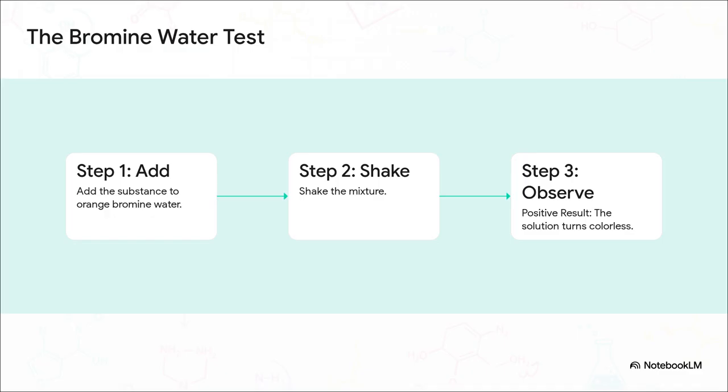You take your mystery substance, you add a few drops of orange bromine water, and you give it a good shake. If there's an alkene in there, it'll react with the bromine, using it all up. The result? That orange color just vanishes. It goes completely colorless. Easy marks, right?